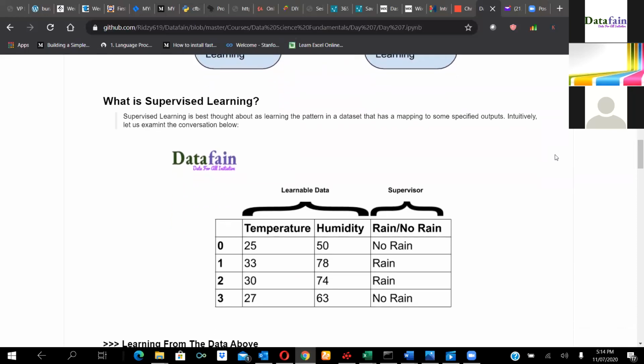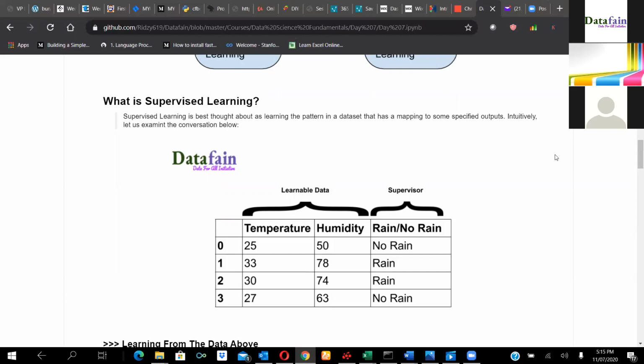Now we have an example here, right? The example is a data set that consists of rows and columns of temperature and humidity. It takes temperature and humidity as the data set we are going to be learning. And then it takes the column rain or no rain as the supervisor. What do I mean? In supervised learning, you already have your outputs given to you.